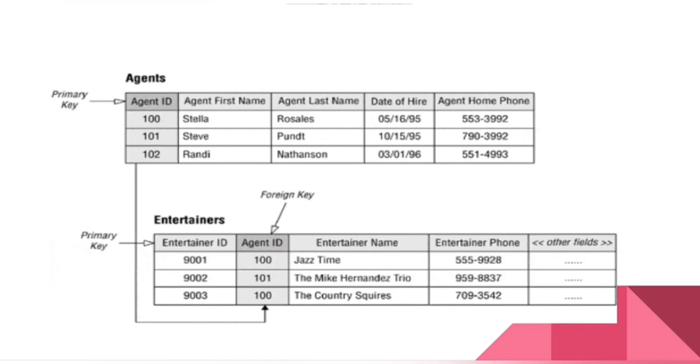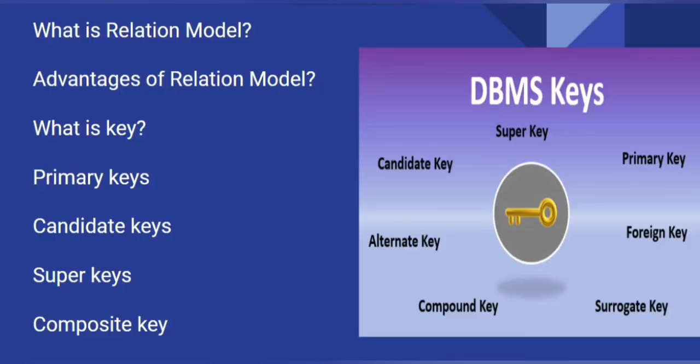So that's all about the keys in the database in a relational model. We have explained the relational model, advantages of the relational model, what is a key, what is a primary key, what are candidate keys, super keys, and composite key. You can watch this tutorial more than once to understand the concepts.